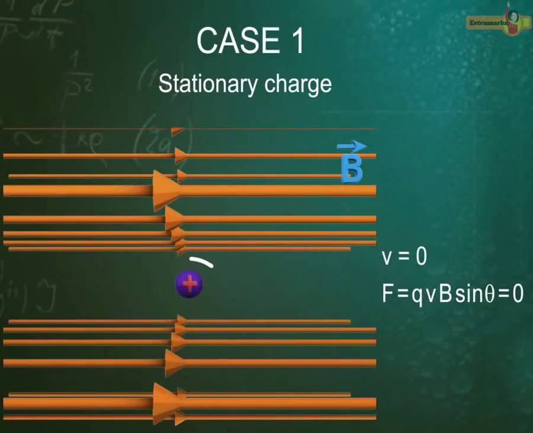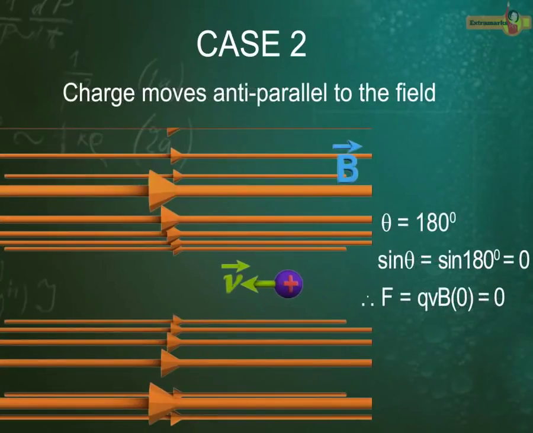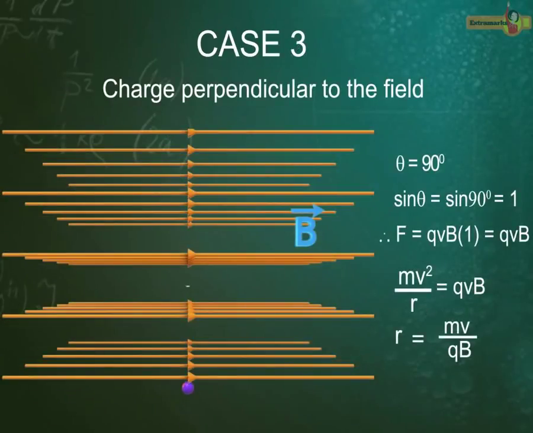Case 1. The positive charge Q is at rest in the magnetic field B. It remains at rest as the magnetic field does not exert any force on a stationary charged particle. Case 2. The positive charge moves parallel or antiparallel to the magnetic field. It continues to move along the same line with the same velocity in the same direction, since the force experienced is again zero.